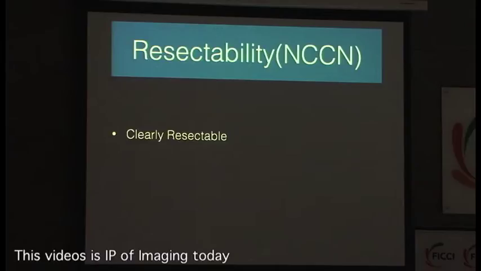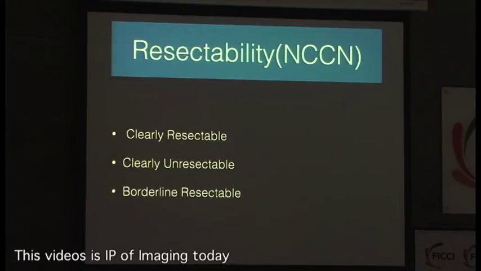Now the National Comprehensive Cancer Network, which is a group of hospitals in the USA, has simplified this to a great extent, in the sense that they have classified these tumors into 3 categories. One is a clearly resectable tumor, one is a clearly unresectable tumor. So with both of these there is no issue. The radiologist is happy, the surgeon is happy, we both know what we have done. And the problem comes with this.